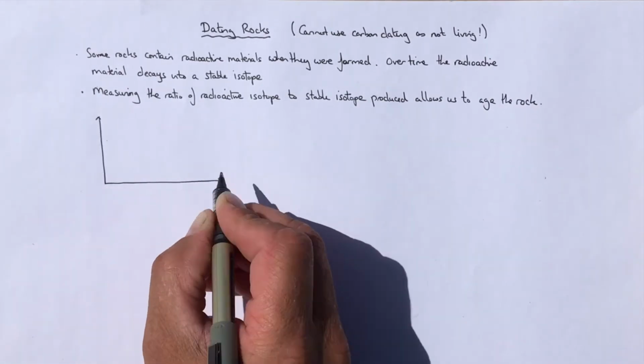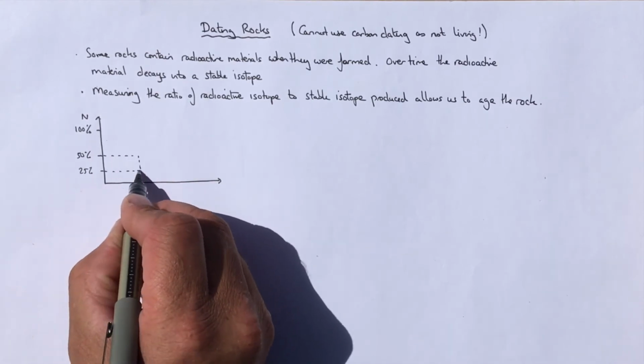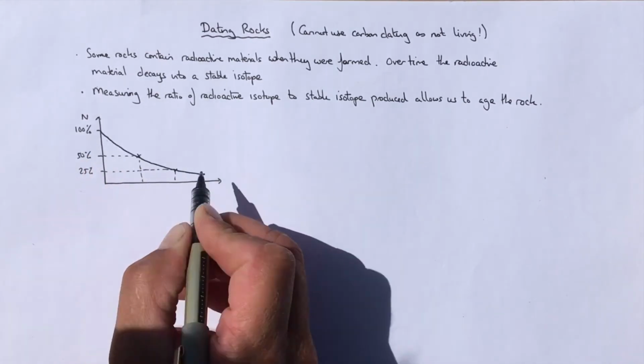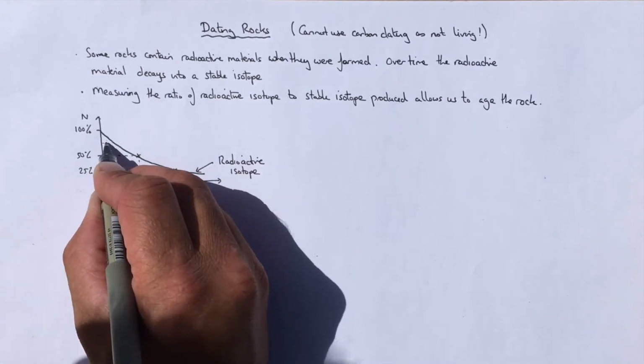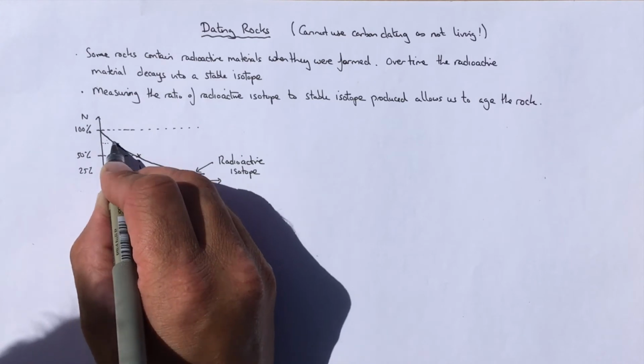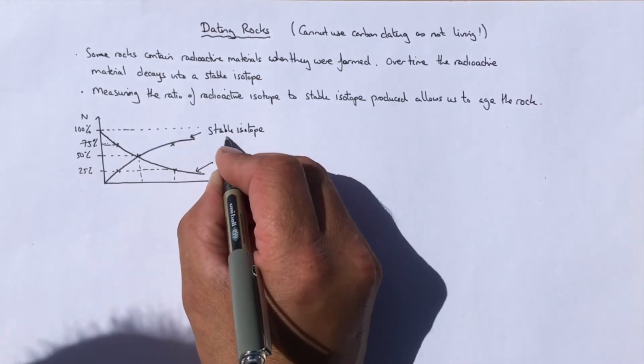If we plot the number of nuclei against time, you can see for the radioactive isotope, this is going to drop from 100% to 50% to 25% every half-life. As the radioactive isotope produces a stable isotope, the whole amount still needs to be 100%. So you can see the stable isotope produced grows as shown.